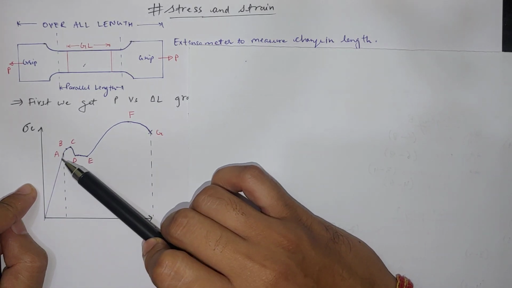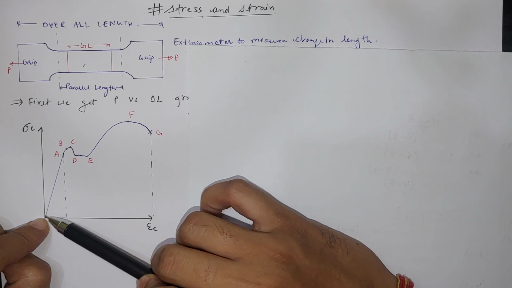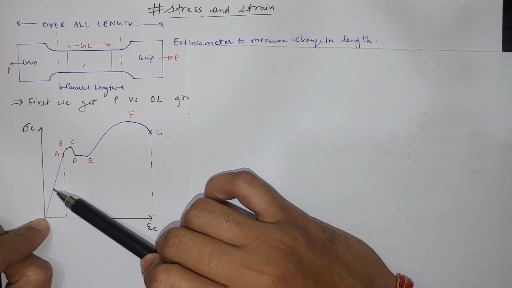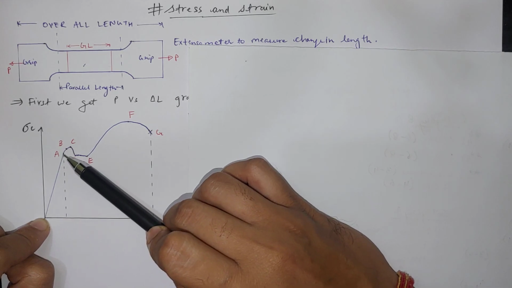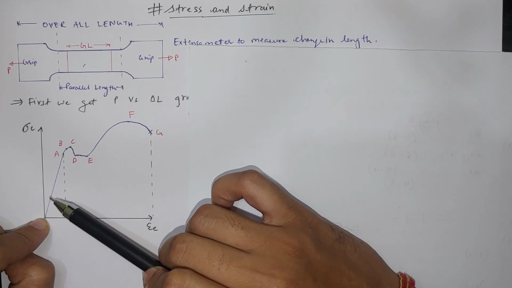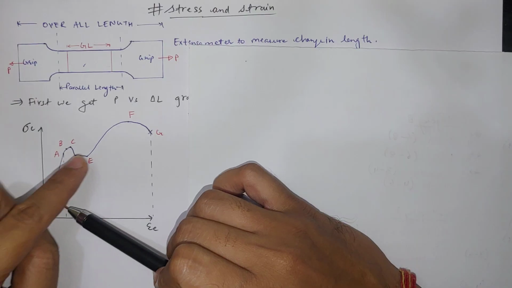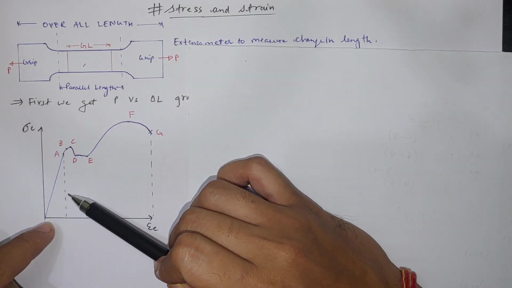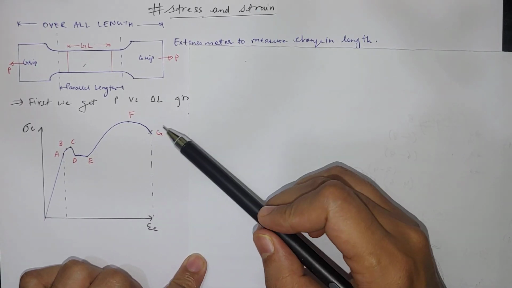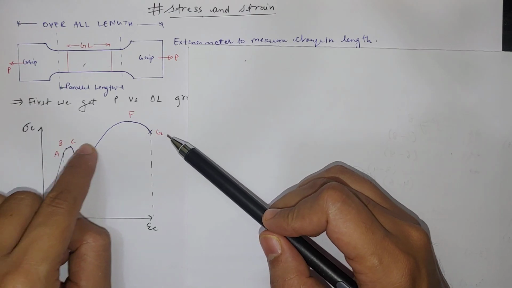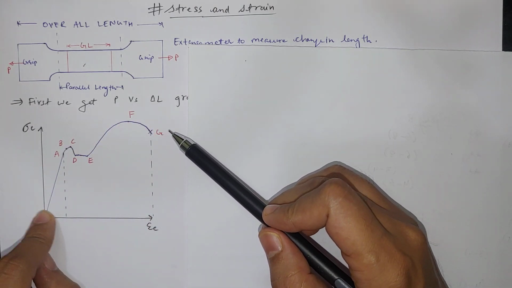Here the triangular area up to point A is called proof resilience, and any triangle in between these two points, if we take a point here and form a triangle, is called resilience. But at point A we call it proof resilience, and in the stress strain diagram we call it modulus of resilience, because resilience and proof resilience are for the P versus delta L diagram, but in the stress strain diagram we call it modulus of resilience. And the total area inside this graph up to point G we call the toughness.